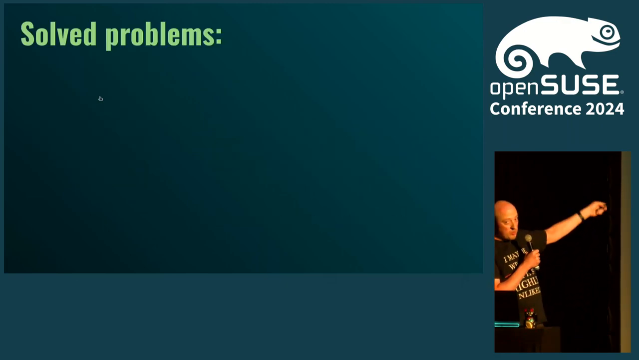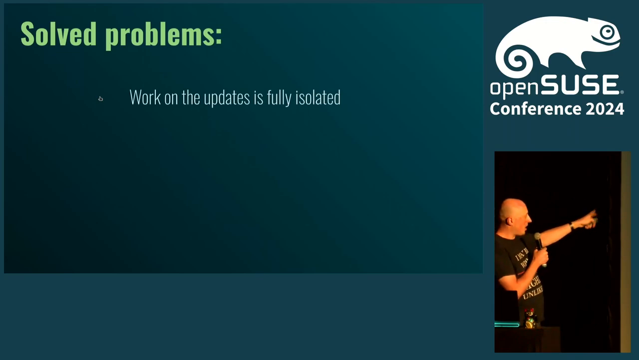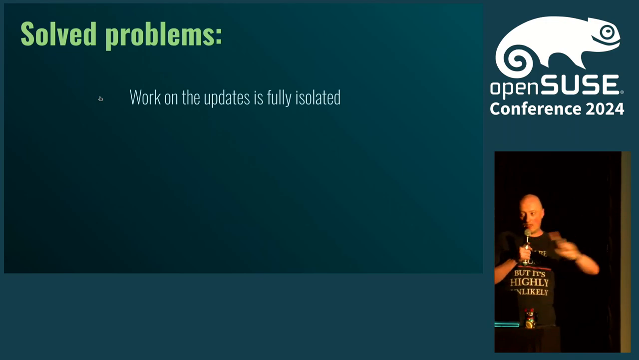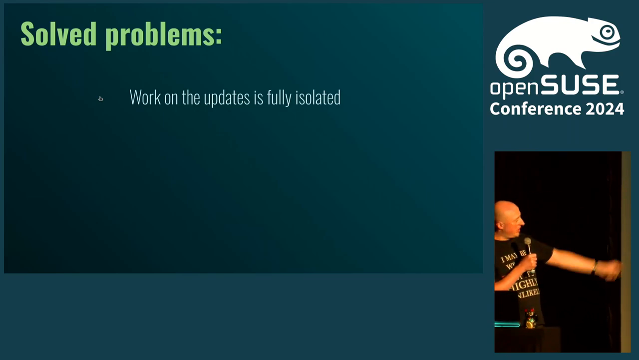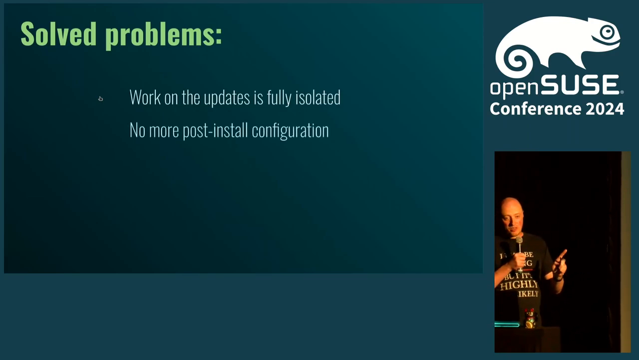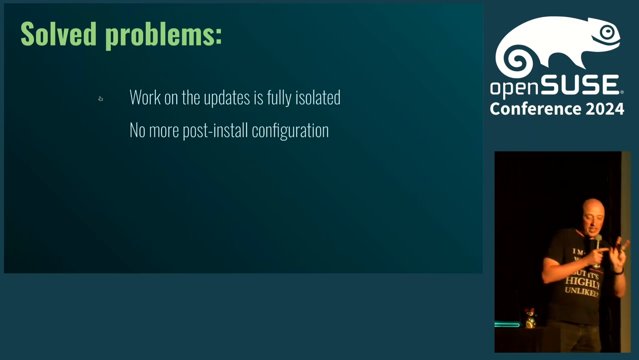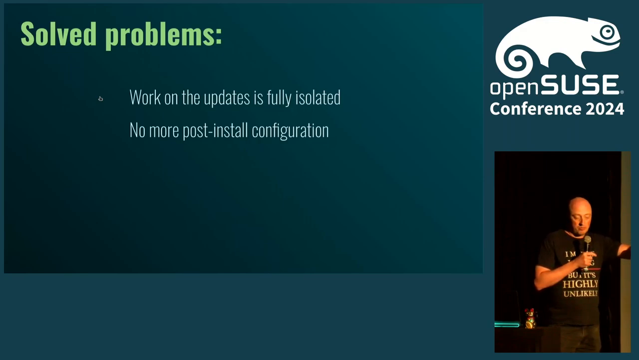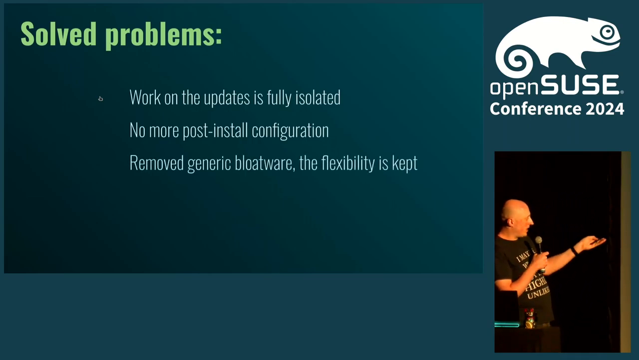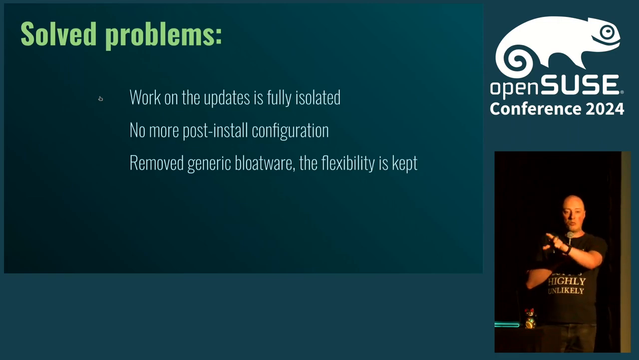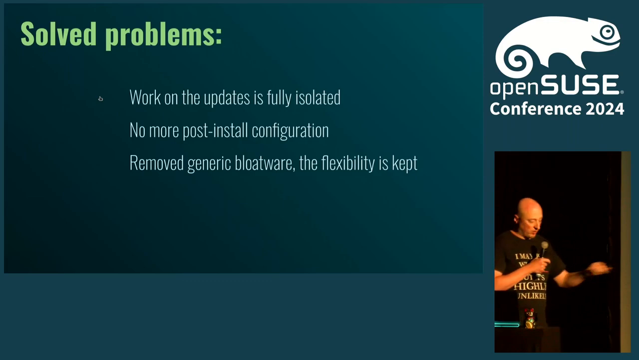So the problems I'm trying to solve here: you work on the updates fully isolated. Yeah, I'm faster than 10 minutes. No more post-install configuration. So you install and configure it first, and then you just let it work. Because it is identical to what is on your infrastructure here, the test environment, it will be the same on production. It's like one-to-one. And remove generic bloatware, and flexibility is kept. So you put on the target only what you really use and nothing else, right? Because all the configurations you have on your table.